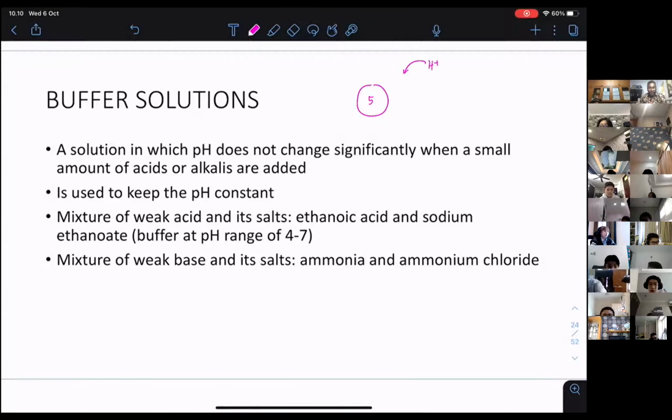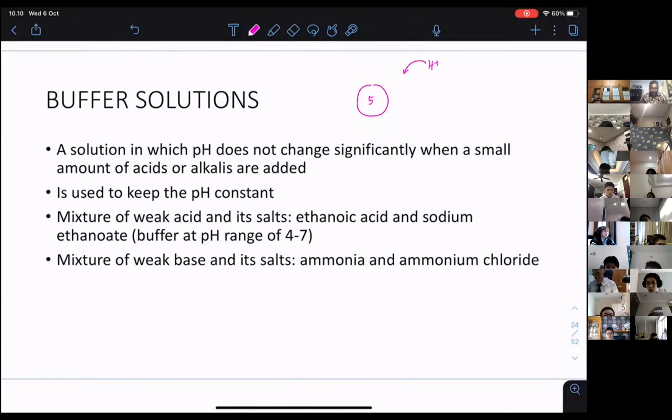It is a mixture of two components that will keep the pH constant. That is the function of a buffer solution. So what are the two components? We have two types of buffer solution. One is going to be the acid buffer. We call it acid buffer. Another one is going to be the base buffer.